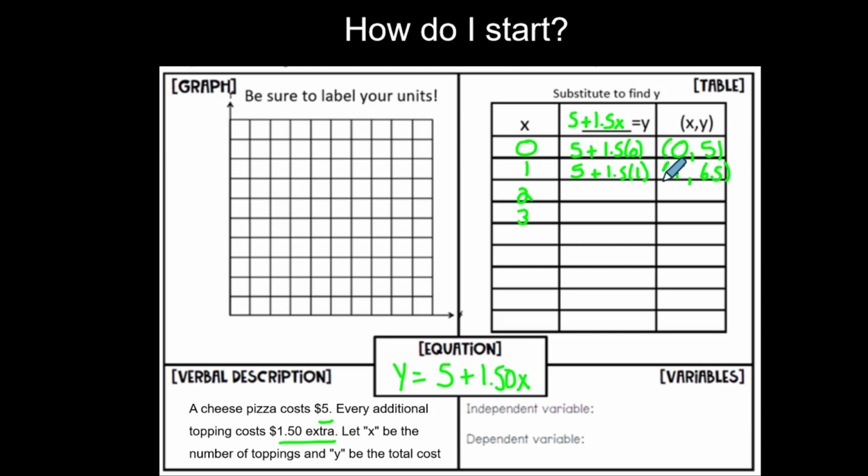Now, if you notice, we're creating ordered pairs. You could continue on through that. I'll just do the next one. So we have a $5 pizza plus 1.5 times 2. I know that it's $5 plus 1.5 times 2, which is 3. So if I have 2 extra toppings, the price of my pizza is going to be $8.